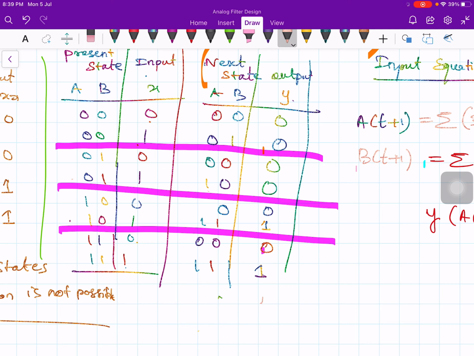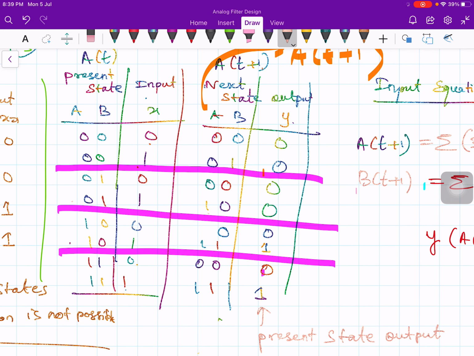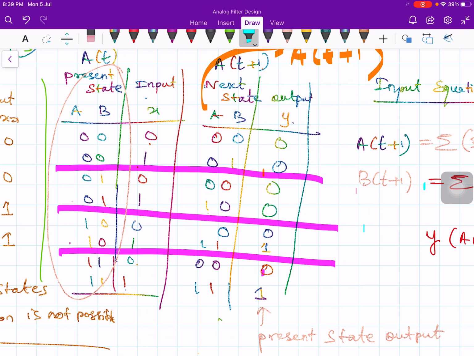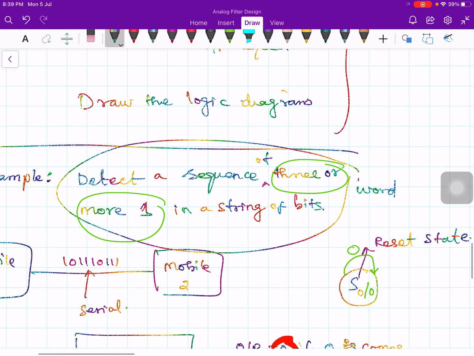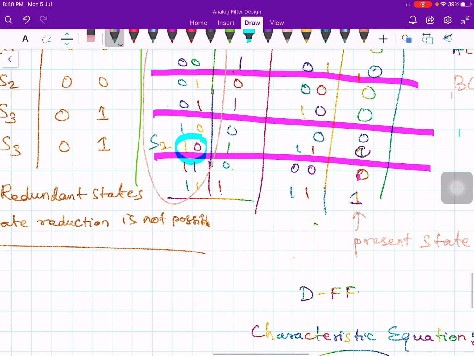This output is nothing but the present state output. So don't confuse it with the next state output. It is the present state output. Fine, now things are clear. The first two columns are the present state. When you are in the present state 10, that means you are in state S2. So when you are in state S2, what is the output? Look at the state diagram. The output is 0. So that's where I made the mistake. Therefore, this should be 0.